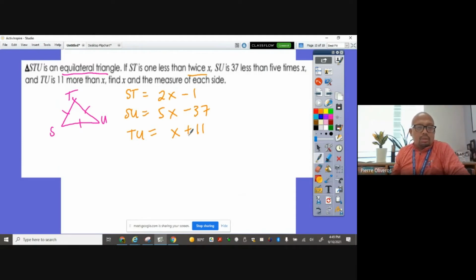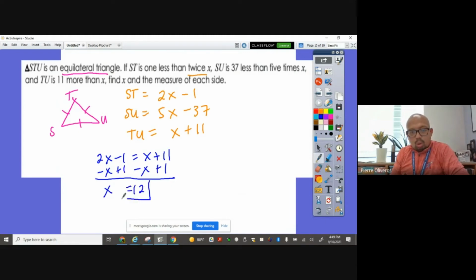Since they're all equal, because it's an equilateral triangle, I just have to pick two sides to be equal. So I'm going to put 2x minus 1 equals x plus 11. I'm going to move the x to the left, minus x here. That will give me x. I add 1 here, add 1 there. So x is equal to 12.